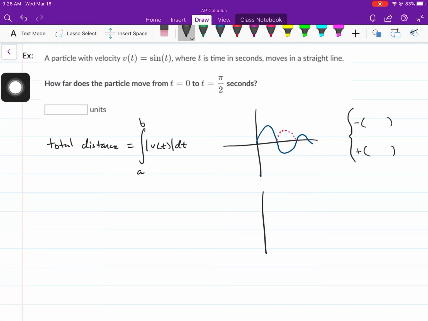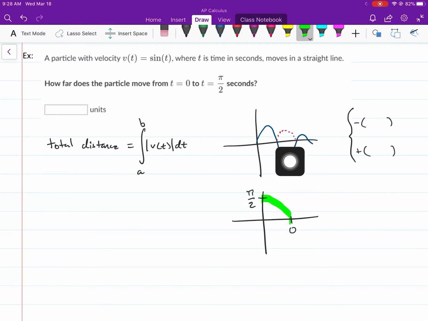Sine of t. Well, think of sine of t, and we're only going from 0 to pi over 2. So 0 is right here, pi over 2 is right here. And if you think about sine, which is the y values, the y value is positive everywhere there. And we're only going halfway. We're only going to here. So is sine ever negative in that interval? No, so we don't have to worry about this piecewise split.